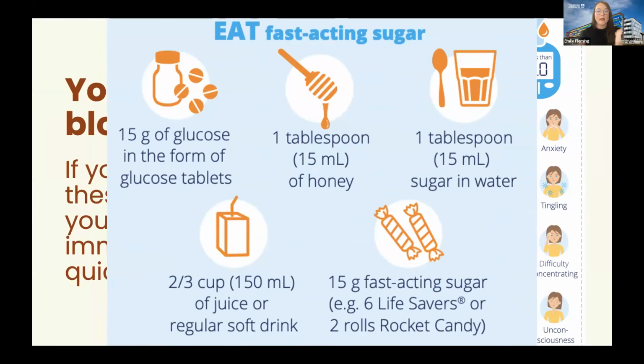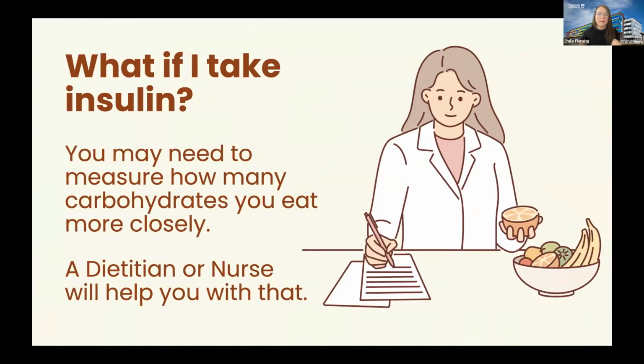So this can look like any of the foods on the screen. So some juice, some candy, a tablespoon of sugar and water. Your diabetes nurse or your dietitian will tell you all about this, but we want to have that really quick acting sugar because if our blood sugar is low, that can cause us risk right now. And then after that, people tend to test their blood sugar again, and they repeat those steps until it comes back to normal.